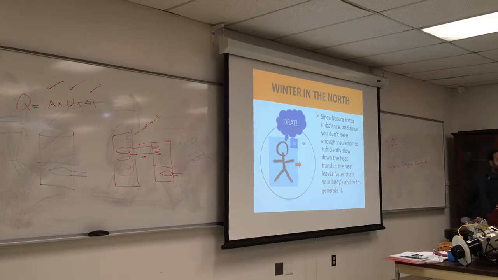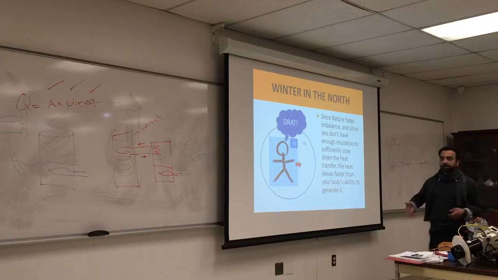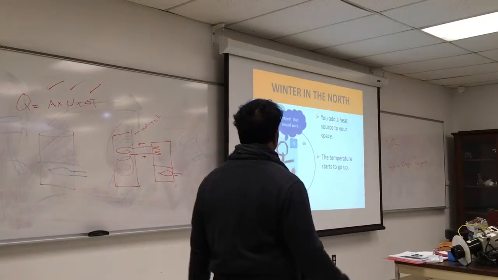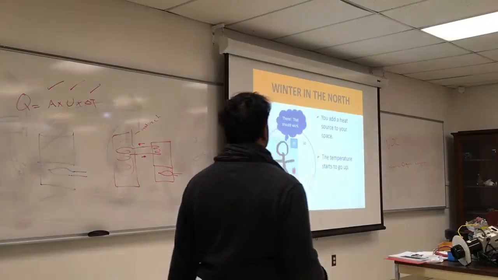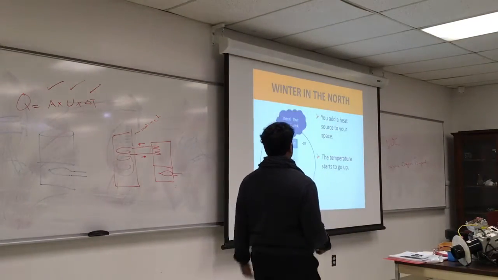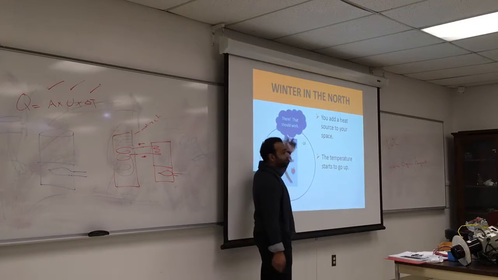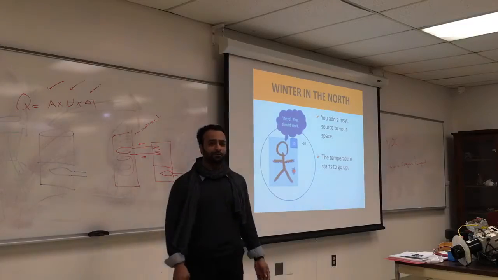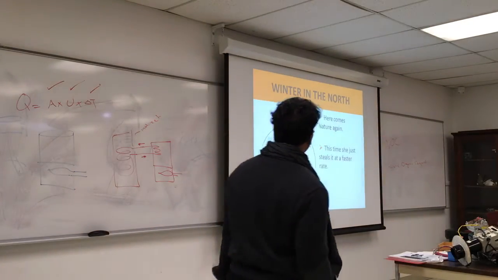So we were talking about transmission. What about draft? Draft leaves faster than your body's ability to generate heat. If you have a lot of air coming through, it will make you lose heat fast. If you add a source in your space, the temperature goes up. Again, we're talking about a small envelope, a small area, and you can keep that space warm with whatever you have. I don't think a candle will do. You need a small heat source.